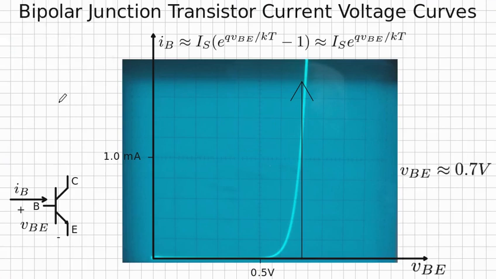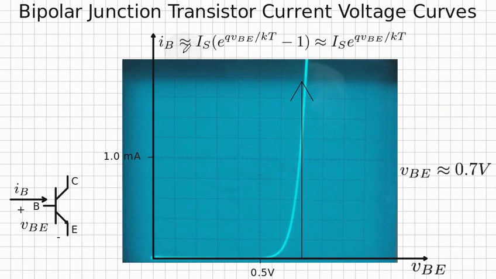Here we have a bipolar junction transistor current-voltage curve that I measured in the lab. This one right here is for the input section of the transistor. It is measuring IB on the y-axis and VBE on the x-axis, where IB is defined positively into the base and VBE is the voltage at the base minus the voltage at the emitter.